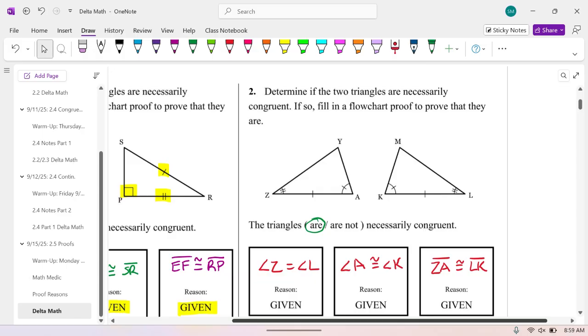All right. Thumbs up if you're ready. It's pretty quick. All right. So someone raise your hand and tell me one statement that you can make based off of what's given. Angle A is congruent to angle K. Now, it doesn't really matter the order that you put it in as long as it stays somewhere. So as long as you got angle A is congruent to angle K somewhere, you're good. What's another one? Angle Z is congruent to angle L. Good. And there's one more. What is it?